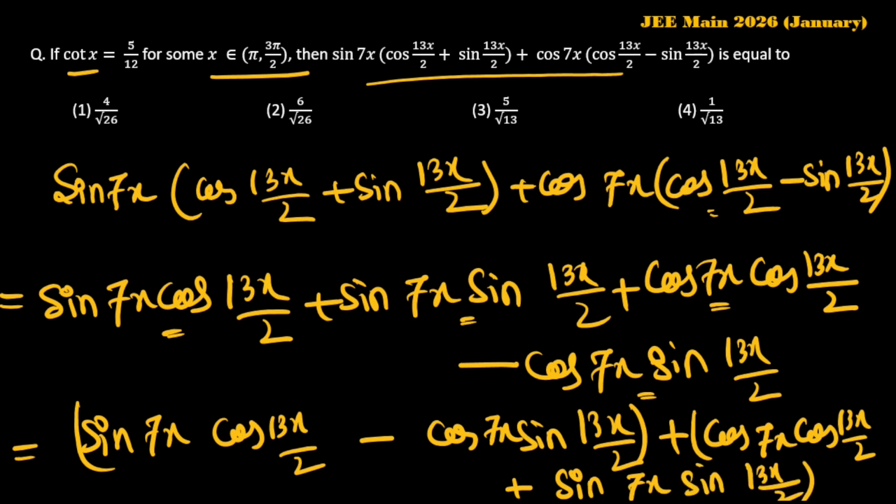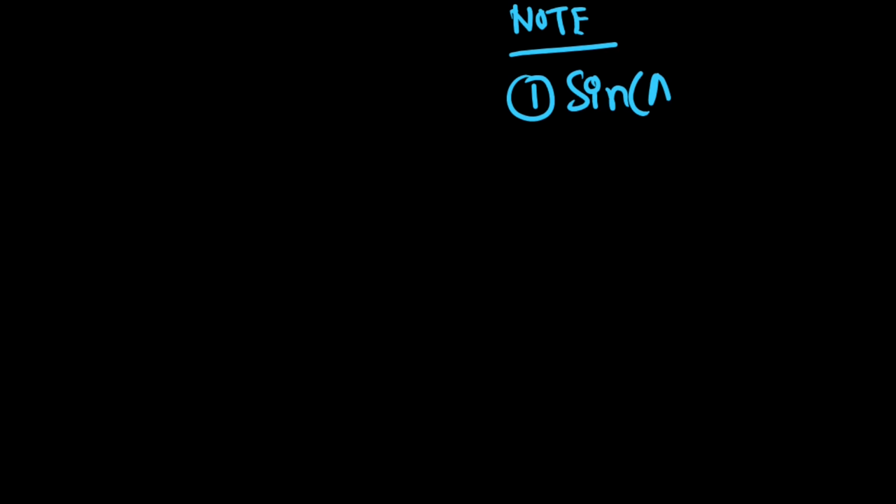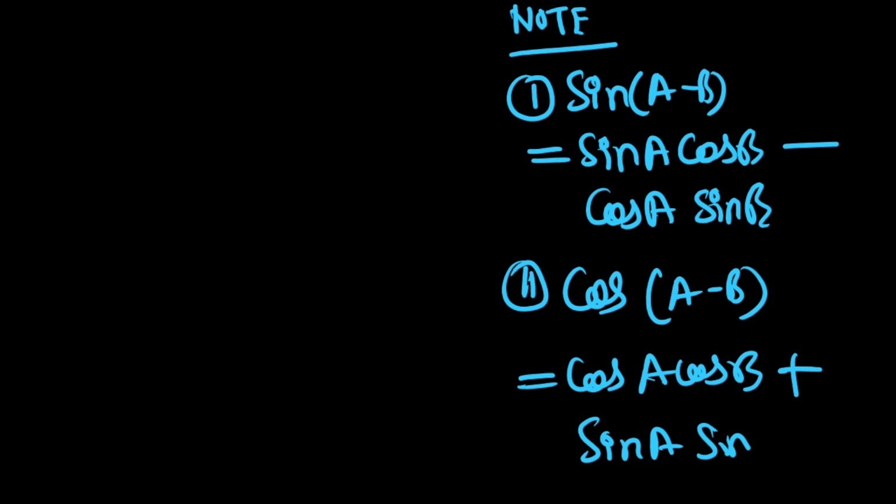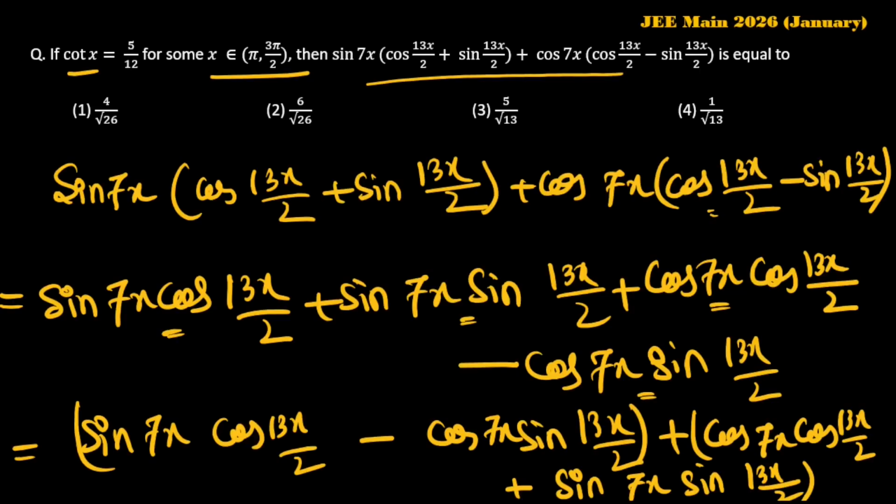So we use two formulas here, and we write them as a note. First is sine A minus B, which is equal to sine A cos B minus cos A sine B, and second is the cos of A minus B formula, that is cos A cos B plus sine A sine B. For the first one we use these terms, sine cos, cos sine, and minus, so that is the sine of A minus B formula. The second identity applies to the second terms in this bracket, cos cos plus sine sine.